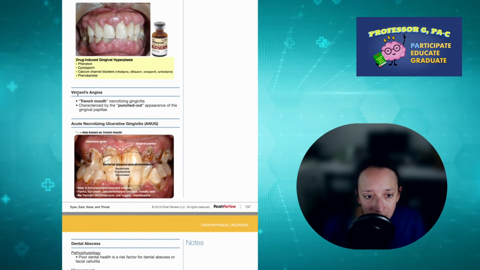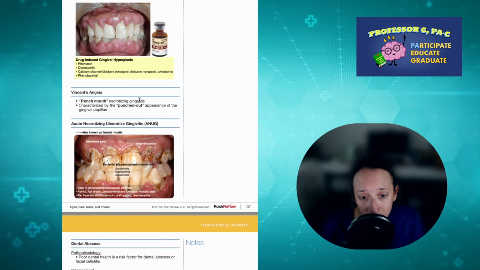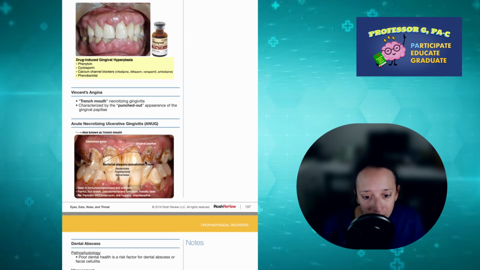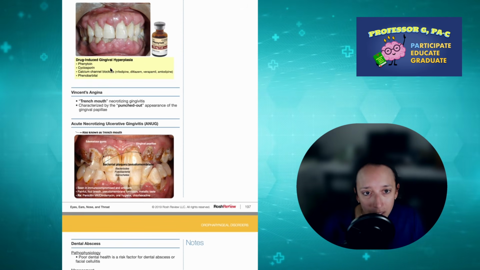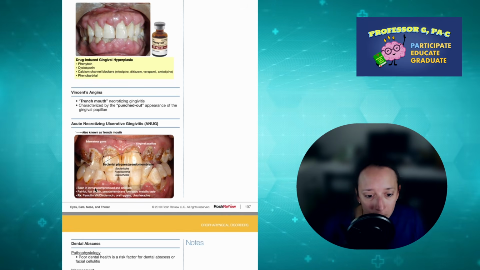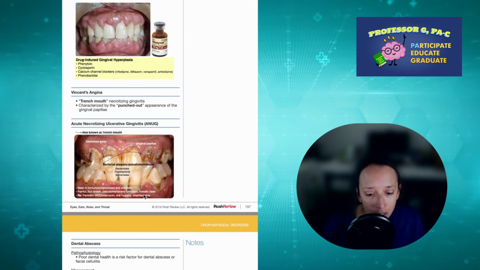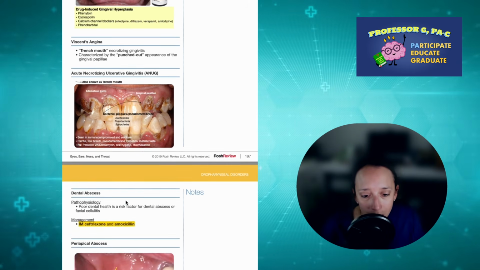Another one is Vincent's angina. It's also called trench mouth, which is really bad. Google it. It's necrotizing gingivitis. You'll see punched out lesions of the teeth. It'll look worse than just your plain old gingivitis. And it can be really, really bad. We'll see it more often in immunocompromised and smokers. They'll have foul breath, as you can imagine with this. They might have a metallic taste, and we'll give them antibiotics, chlorhexidine washes, and they'll need to see a dentist or oral surgeon.